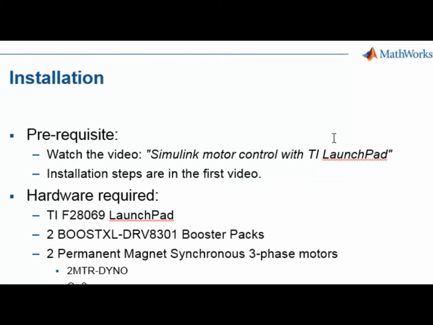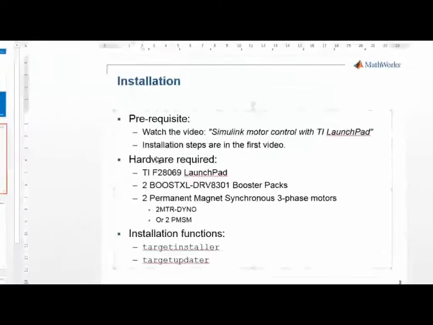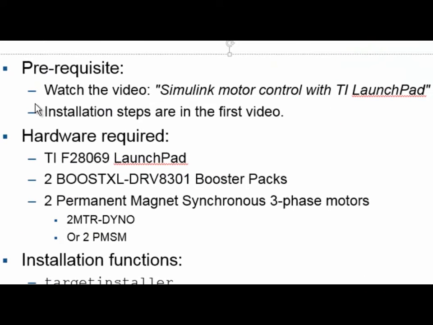Note that the F28069 LaunchPad can take two booster packs at the same time, and these are the inverters, so we're going to use one for each motor. And you need, of course, two PMSM three-phase motors. There is a packaged mini dyno kit that you can get from TI. This is the product code 2MTR-dyno, or you can use any two PMSM motors that may be shipping with other kits. So here is what I have on my table.